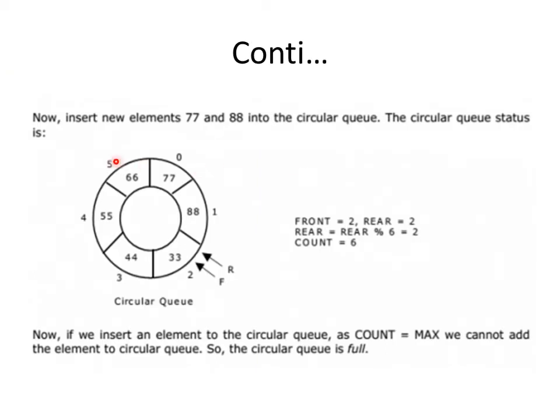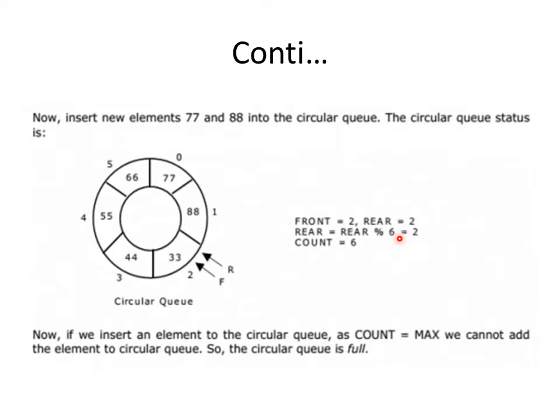Now insert new elements, that is 77 and 88, into the circular queue. In the previous diagram I have shown the circular queue status: here you can see positions 0, 1, 2, 3, 4, 5, holding 77, 88, 33, 44, 55 and 66. Front equals 2 and rear equals 2, because here I have incremented front and rear position.